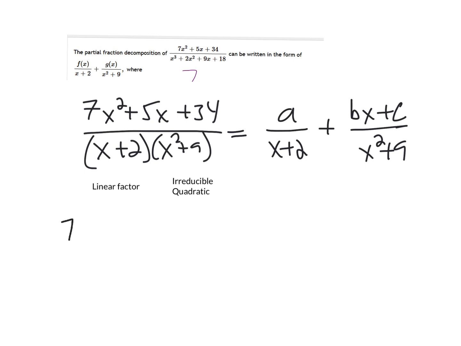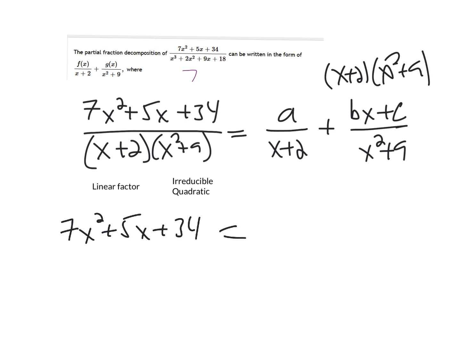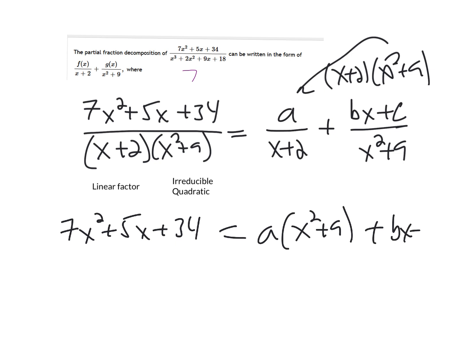So the part on the left clears everything, so we just have the 7x squared plus 5x plus 34 equals, so then if we're going to multiply this by x plus 2 times x squared plus 9, and that's getting distributed to that one, see how the x plus 2 cancels out. So that leaves me a times x squared plus 9. And then for the second part, bx plus c is the numerator. That's going to get multiplied by the x plus 2 because the x squared plus 9 factors out.